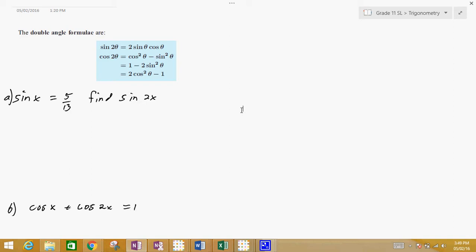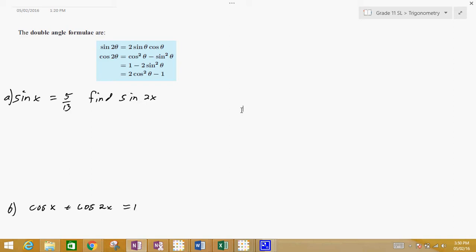Our formulas are: sine 2 theta equals 2 sine theta cosine theta. And then cosine 2 theta, well, there are three different possible ways of playing around with it. You've got cosine squared theta minus sine squared theta, 1 minus 2 sine squared theta, and 2 cosine squared theta minus 1. Let's just look at the first one just to get a feel for it.